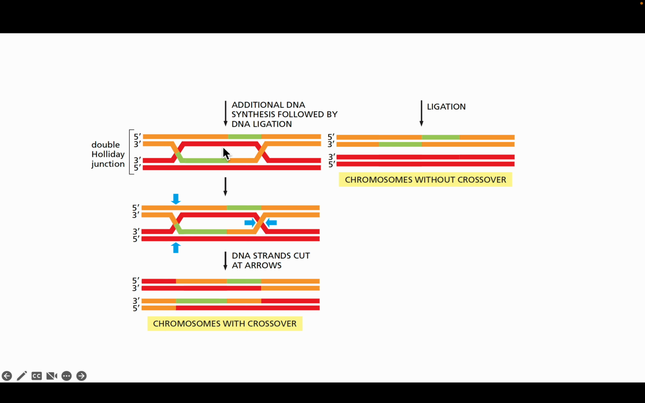Now the DNA strands will get ligated with DNA ligase. Also, after crossing over is done, the DNA strands are cut, and then two other DNAs will be formed with crossover. So you can see here the crossing over has happened. There is exchange of genes between red and yellow, but where no crossing over happened, there is no exchange of genes.